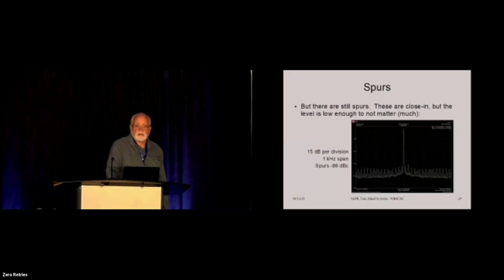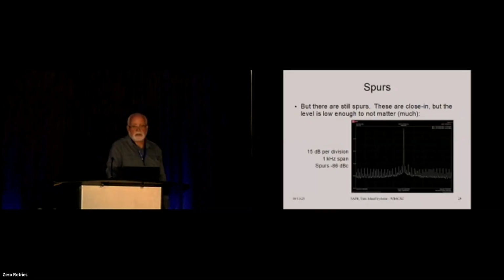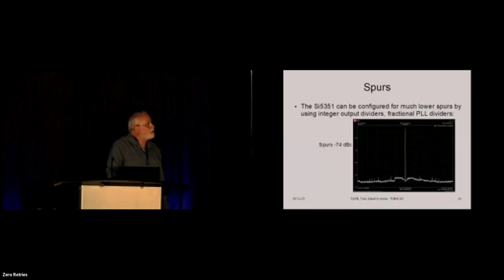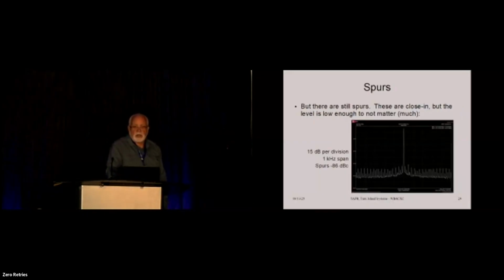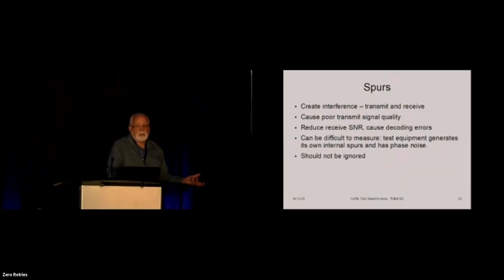Okay, but hey, zooming in, we saw the spurs went down, but they're still there. But now we've got them down at about minus 86 dBc. This is close into the carrier. You could not really see it close in. You can see some hash right near the carrier, but if you zoom way in on that, we've got lots of little spurs. And again, these are divider spurs caused by dividers. So they create interference if they're bad enough when you're transmitting.